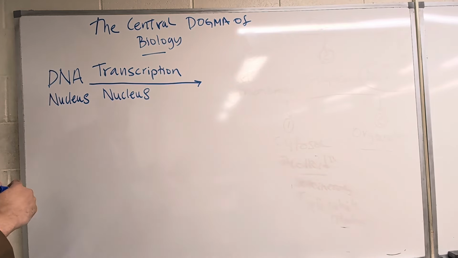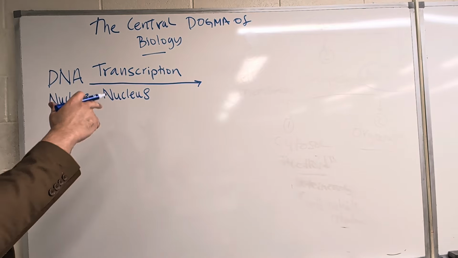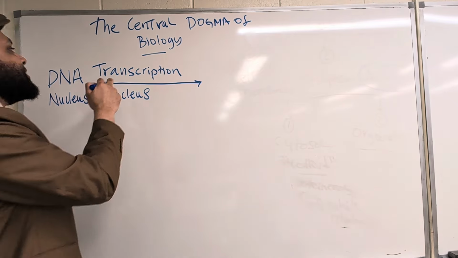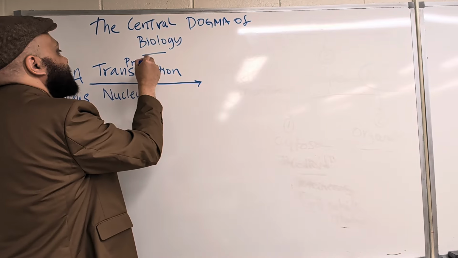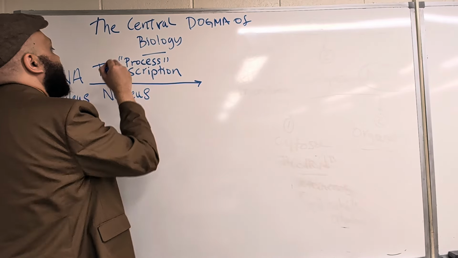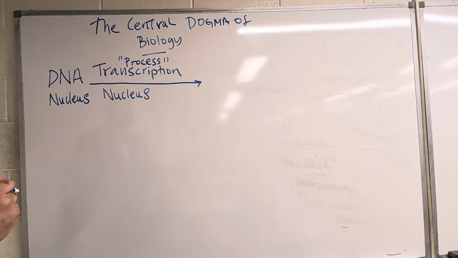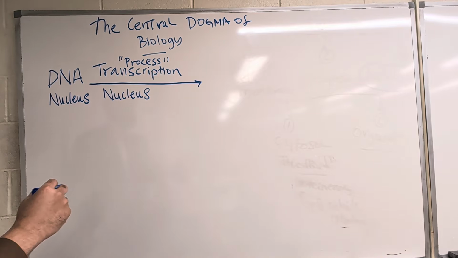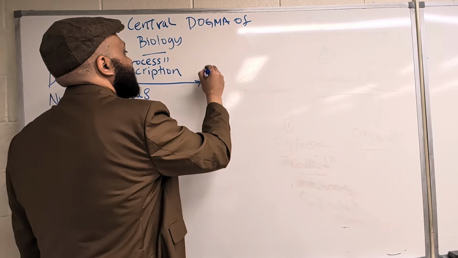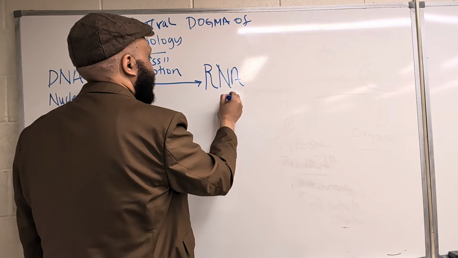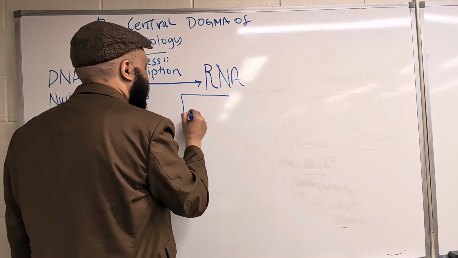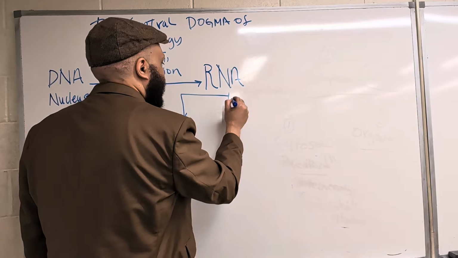Transcription also takes place in the nucleus. So the DNA is in the nucleus. Transcription is a process. So there is a process we will talk about called transcription. The process of transcription takes place in the nucleus and gives us RNA. Excellent. And there are 3 different types of RNA.